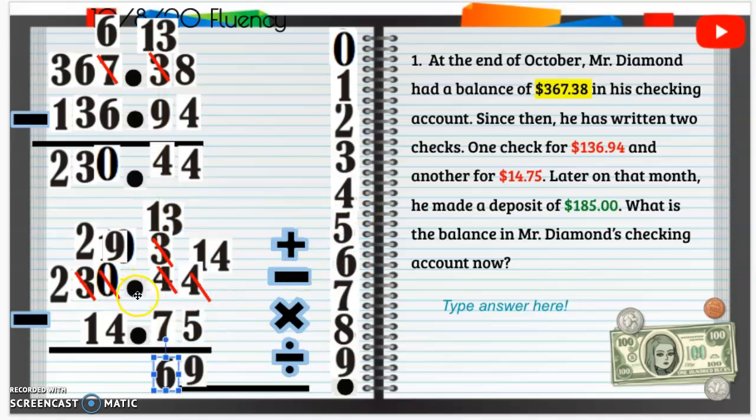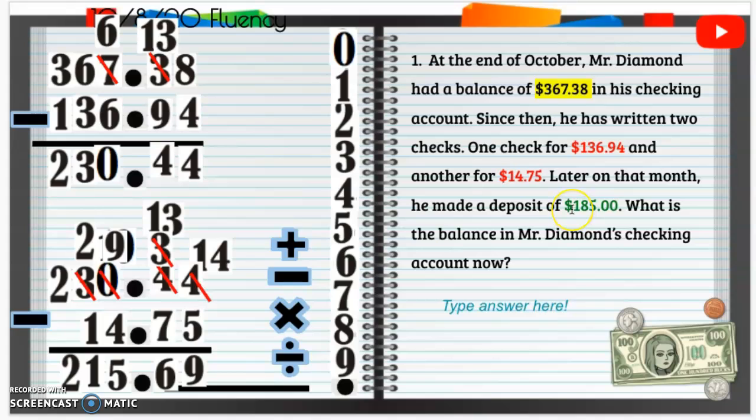And then what do we do with that decimal? Drop it low, drop it down low. 9 minus 4. Here's some nice numbers. Now we have a 5. 2 minus 1 is going to be 1. 2 minus 0 is going to be 2. So after he wrote both checks, he will have $215.69.